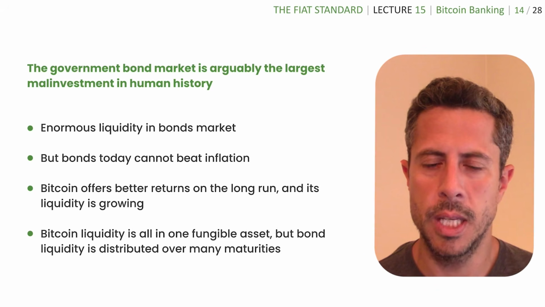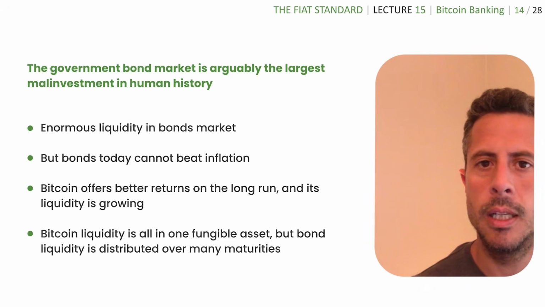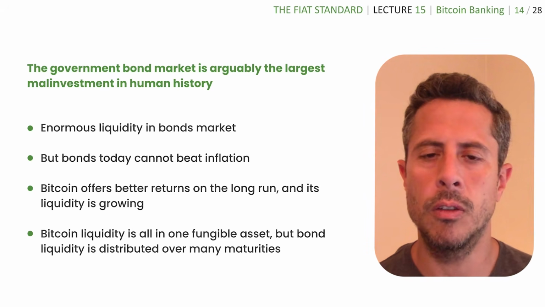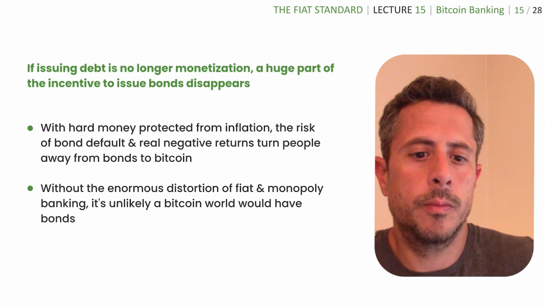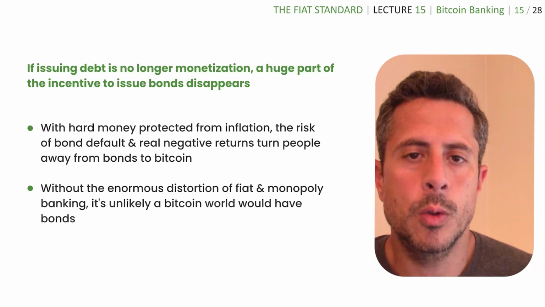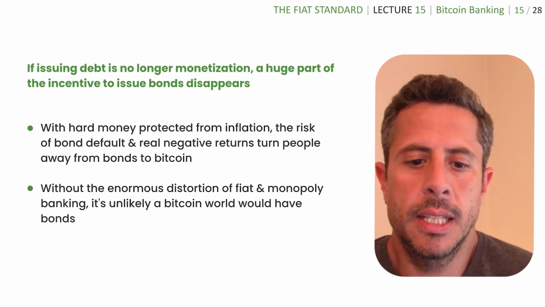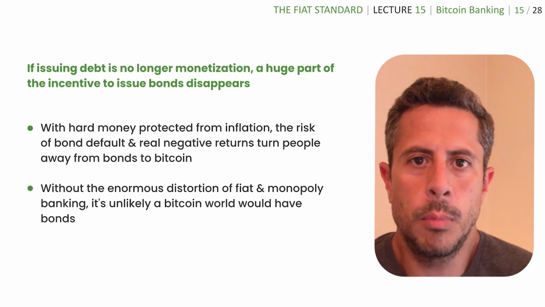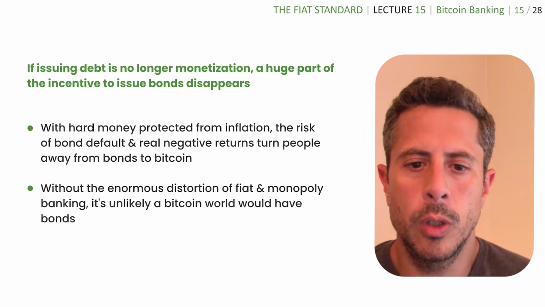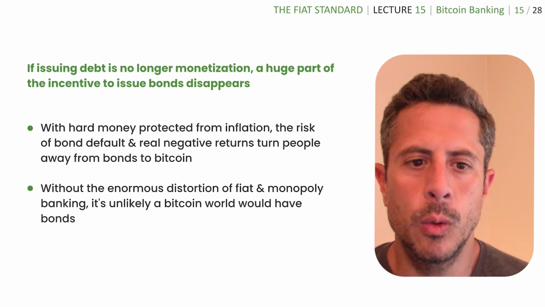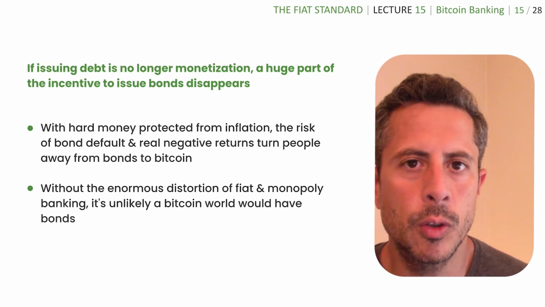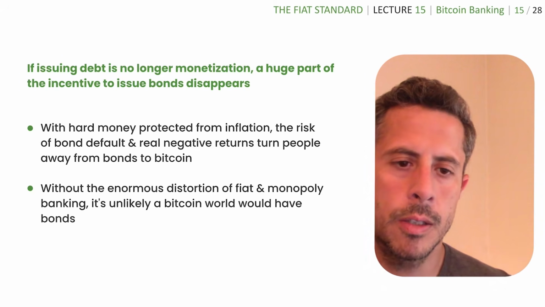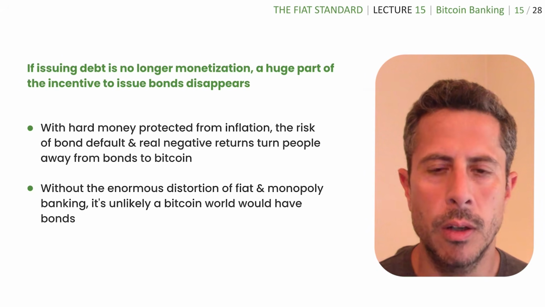Bonds are not the same. It's a highly fragmented market of millions of tiny little markets inside it. So I think without the enormous distortion of fiat and monopoly banking, it's unlikely a Bitcoin world would have bonds. I think people would just simply hold on to the money itself. And I don't see how you could sustainably run a bond system if you didn't have the ability to continue to inflate the currency and generate more currency and pay it off.